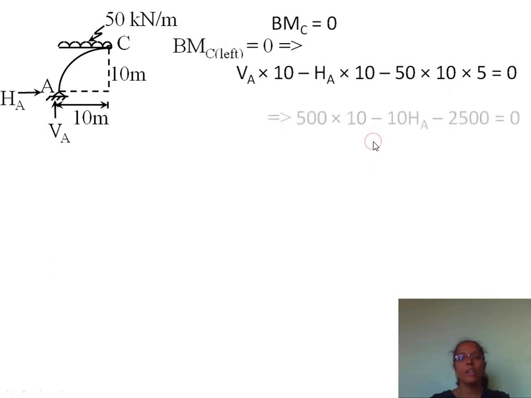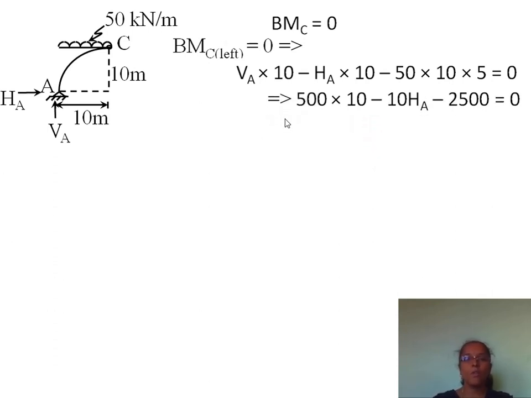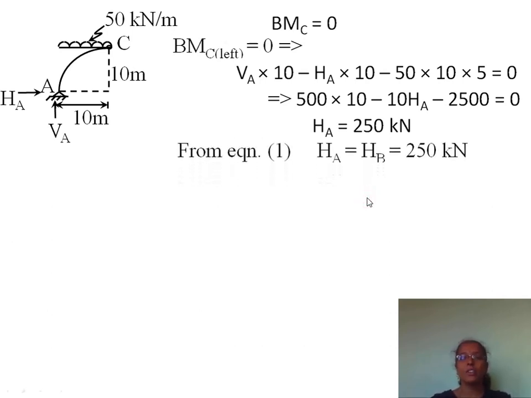So if you simplify it and substitute the value of VA, that will be equal to 500 into 10 minus 10 HA minus 2500, that is equal to 0. So that gives a value of HA as 250 kilonewton. From equation 1 we have HA is equal to HB, therefore HB is also equal to 250 kilonewton. So that completes the calculation of reactive components VA, HA and VB, HB.